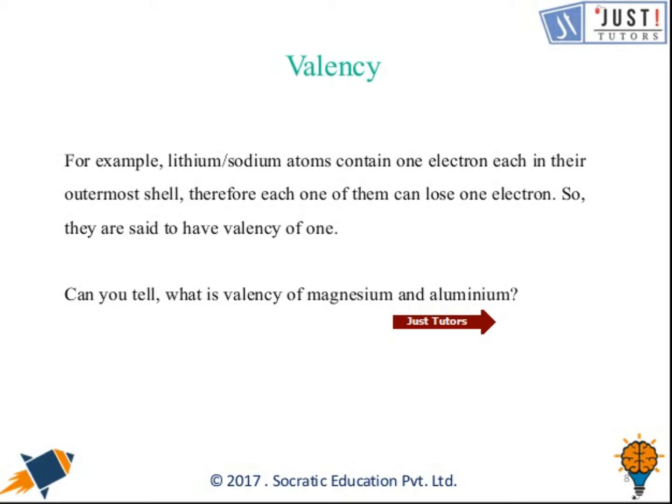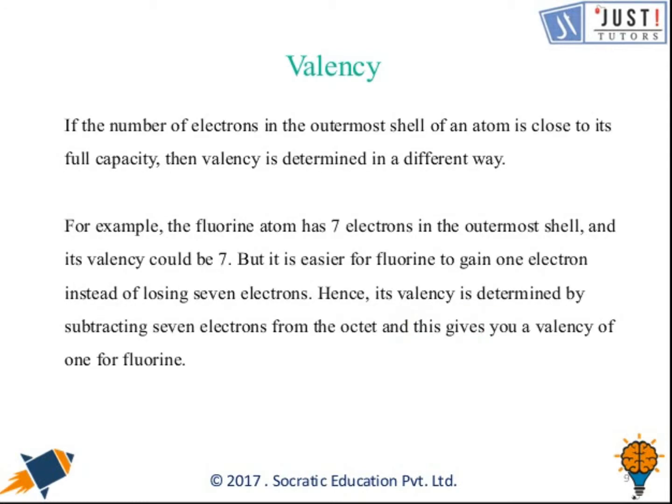Moving ahead. So now think, what will happen if an element has got 7 or 6 electrons in the outermost shell? Will it lose 6 electrons or will it gain 2? So let's see what happens. So if the number of electrons in the outermost shell of an atom is close to the full capacity, then valency is determined in a different way. And let's try to learn this with an example.